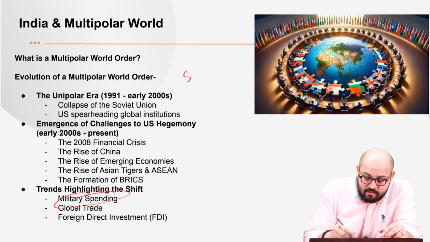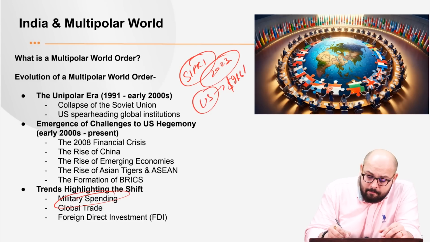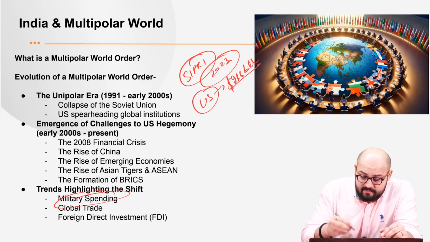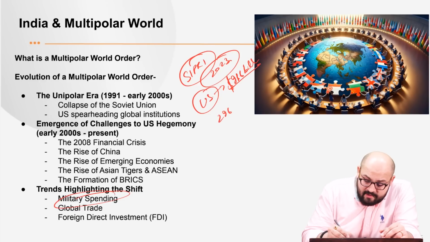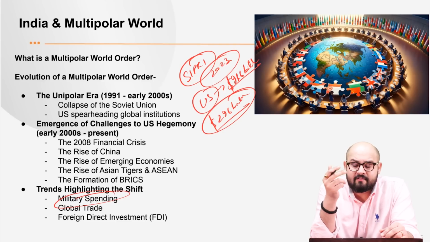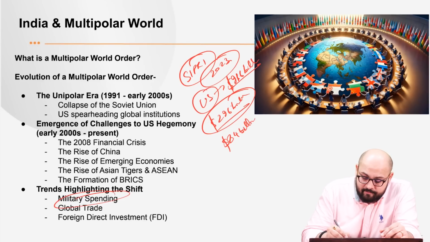According to the Stockholm International Peace Research Institute's data of 2023, the US actually spent $916 billion on the military. This was almost 37% of the global military spending. Then in second position, we have China with $296 billion in military spending. Then we have India at fourth position with $84 billion, right? You need to remember, India is at fourth position.